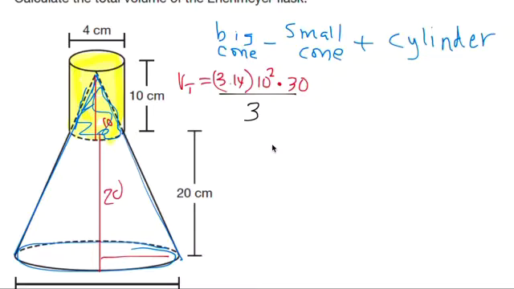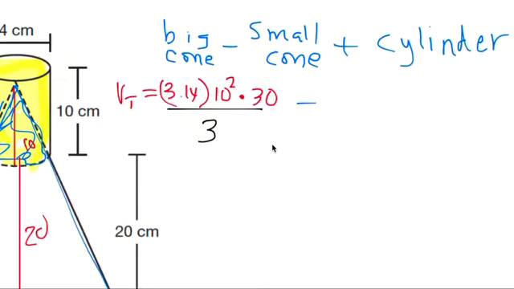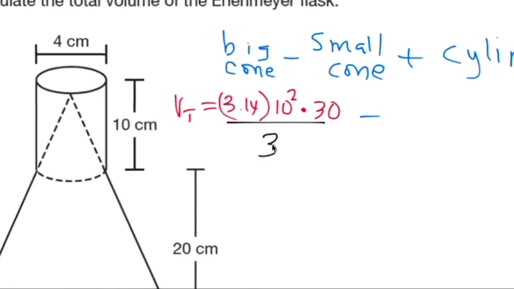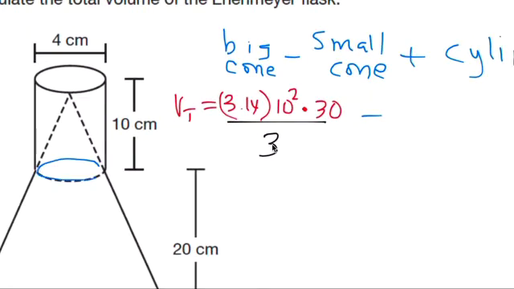Okay, the small cone is this one here. Let me get rid of all this so you guys can see the small cone. This is the small cone right here. The diameter is 4, so the radius is 2. The radius is 2, so 3.14 times 2 squared times the height of it, which is 10.